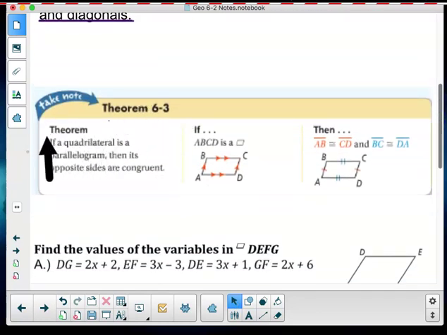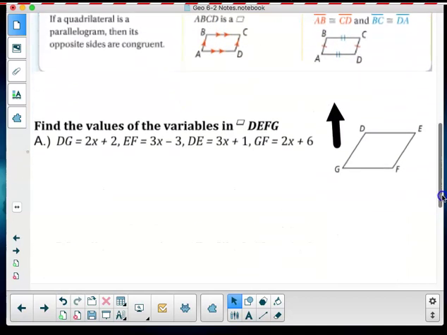Theorem 6.3: if a quadrilateral is a parallelogram, then its opposite sides are congruent. So if I know this is a parallelogram and opposite sides are parallel, therefore we know that the opposite sides are congruent all the time. It's a fact, Jack, by theorem 6.3. So let's use that fact.